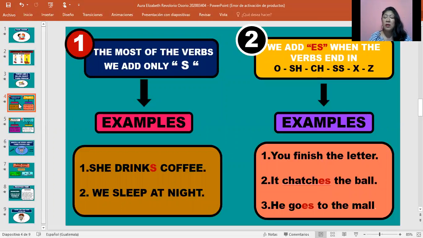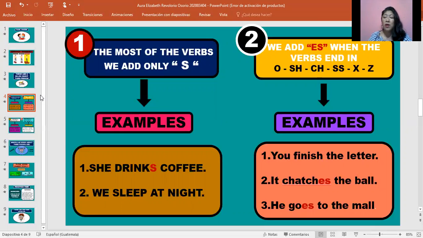Rule number 2, we add es when the verbs end in o, sh, ch, ss, x, or z. Examples. Number 1, you finish the letter. Number 2, it catches the ball. Number 3, he goes to the mall. Examples number 2 and 3 fulfill rule number 2. But example number 1 is different because this sentence has a subject in plural again.